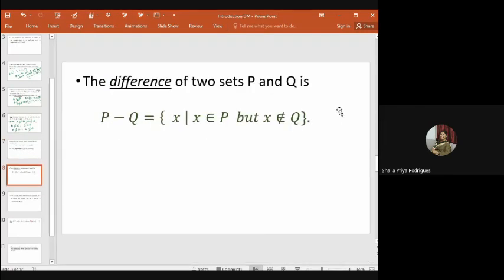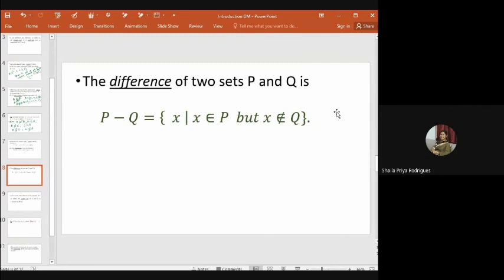The difference of two sets. This may not be very familiar, or you might have forgotten it. Union and intersection we always know, but difference of two sets, not very much. So you're given two sets P and Q. The difference is denoted as P minus Q, and it is a set of all X such that X belongs to P but does not belong to Q.